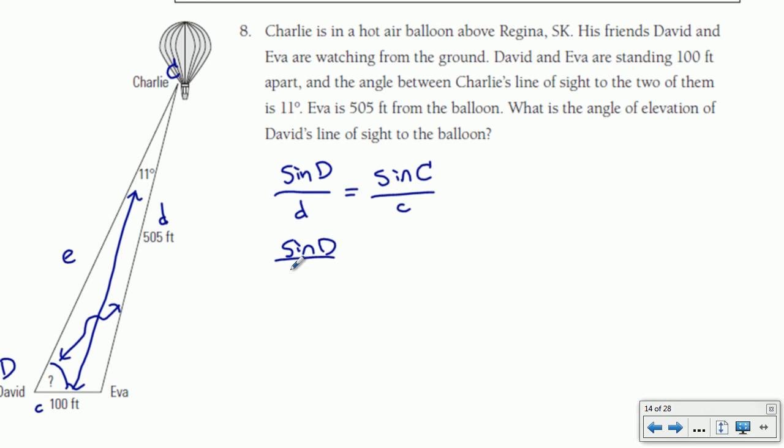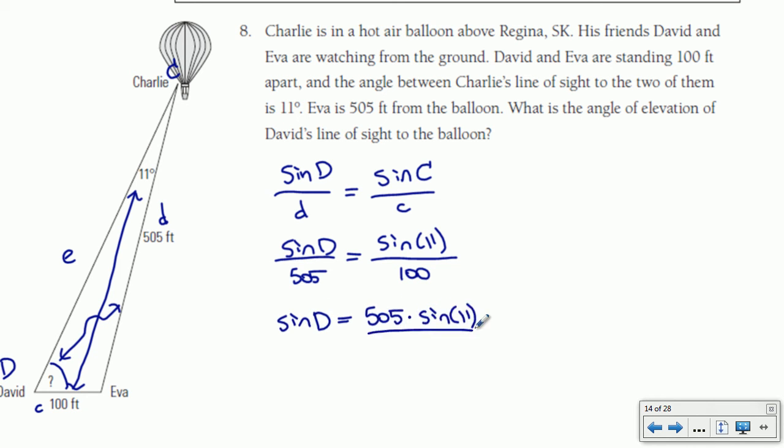We know length D is 505. We know angle C is 11, and we know side length C is 100. So we isolate for sine D, which would be 505 times sine 11 divided by 100. We can evaluate this in our calculator. Go 505 times sine 11 divided by 100, which works out to be 0.96358 and some other digits. If we want to figure out what angle D is, we need to take the inverse sine of that number, and it turns out that angle D is 74.5 degrees.